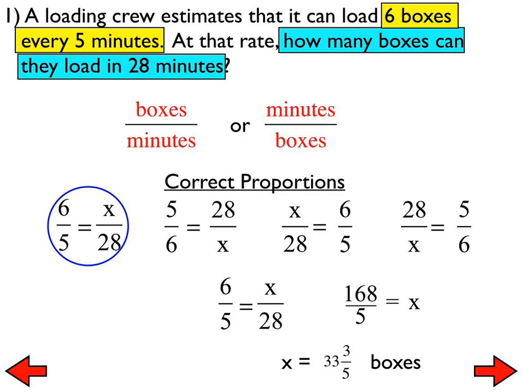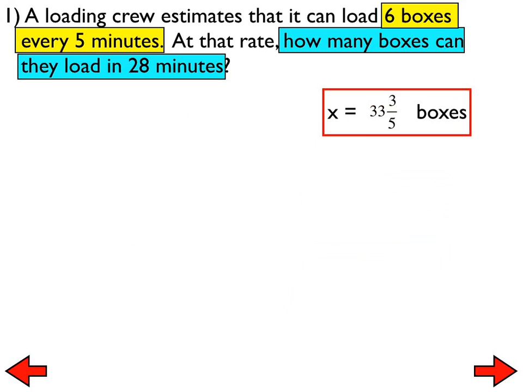All right, so when we figure out 168 over 5, or 168 divided by 5, we end up with 33 and a remainder of 3. So that's 33 and 3/5 boxes. But what I want to talk about right now is, does that make sense for what we're doing? So let's take a look at this. Does this answer make sense?